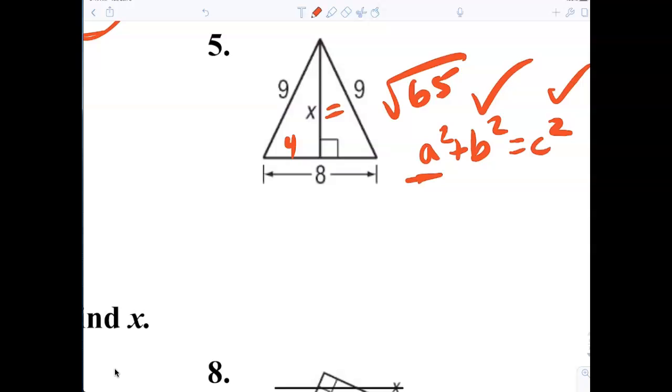So that's what you're trying to identify. If you have two legs, you just add them and take the square root, right? If you have a hypotenuse and a leg, you do what? Subtract them and then take the square root.